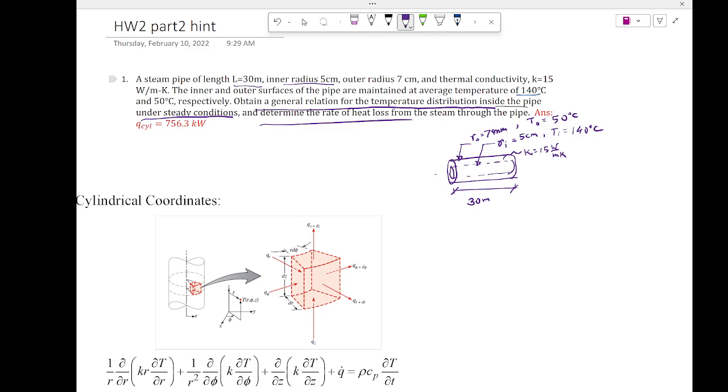Anyone? Steady state, 1D, and Q dot equal to 0, right? And constant properties, right? So what are we going to be left with, Isaac? Just the first one, right? Just the first parameter, and you solve it.